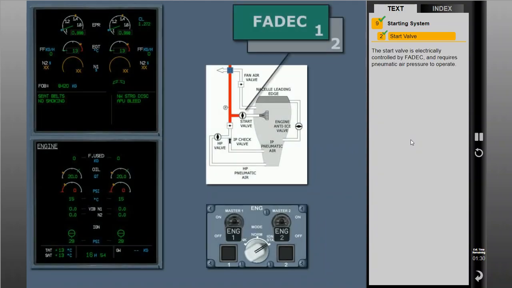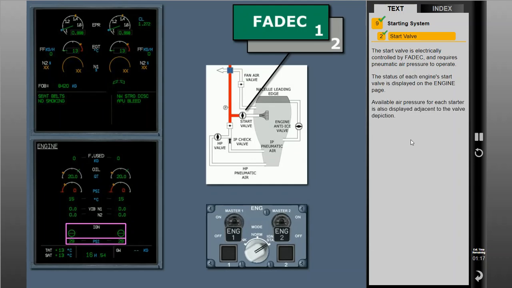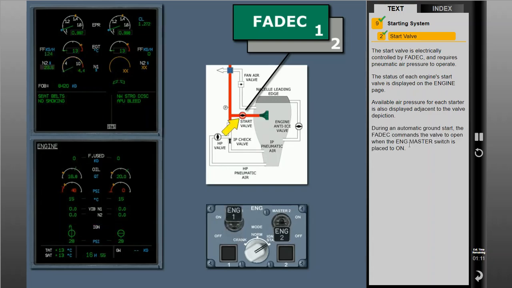The start valve is electrically controlled by the FADEC and requires pneumatic air pressure to operate. The status of each engine start valve is displayed on the engine page. Available air pressure for each starter is also displayed adjacent to the valve depiction. During an automatic ground start, the FADEC commands the valve to open when the engine master switch is placed to on.